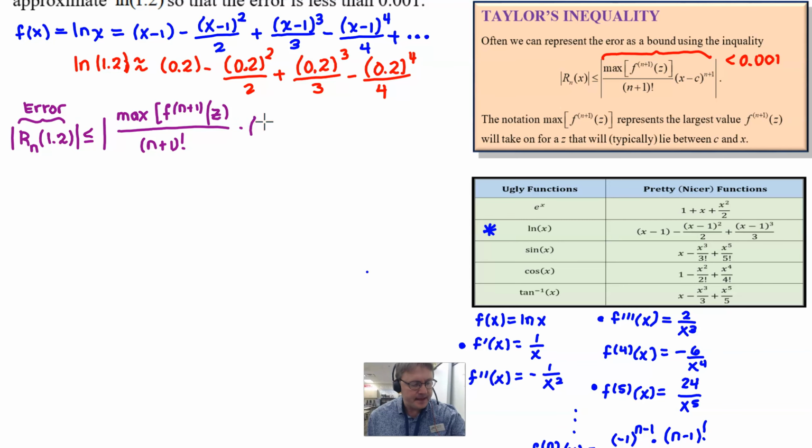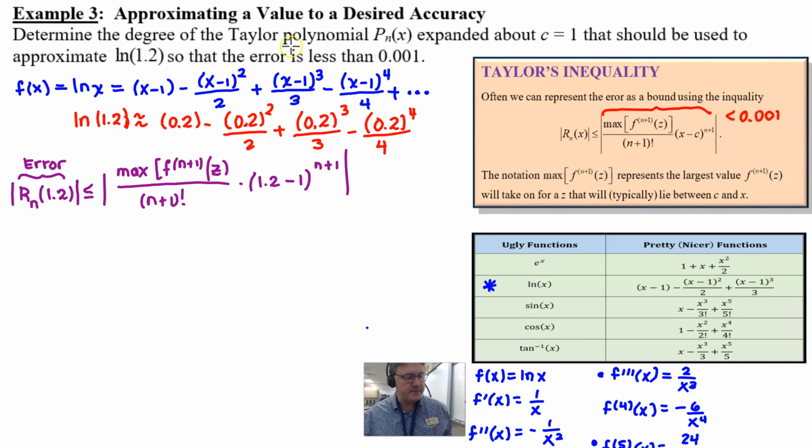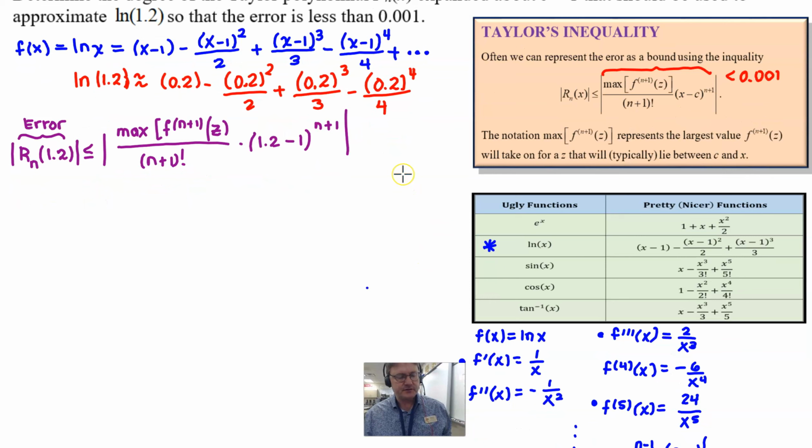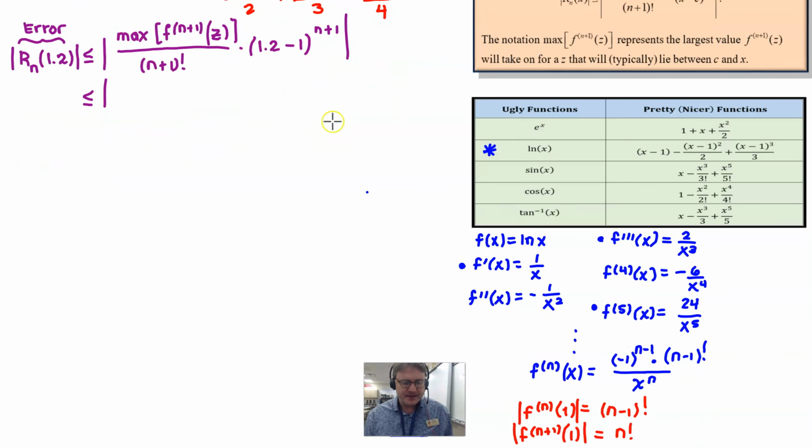times x minus c. Now, remember a couple of things here. Your x is 1.2. Your c is 1. All right. We knew that c was 1 because it says we're expanding about c equal 1. And since we're evaluating at 1.2, certainly that's going to be our x. Okay, so where does this take us, you might ask? Well, if we look at this a little bit more in depth, we find here that the n plus 1 derivative evaluated at this z that we'll never seemingly know is going to be a bit problematic. So what we're going to do is we can use this value in factorial there.